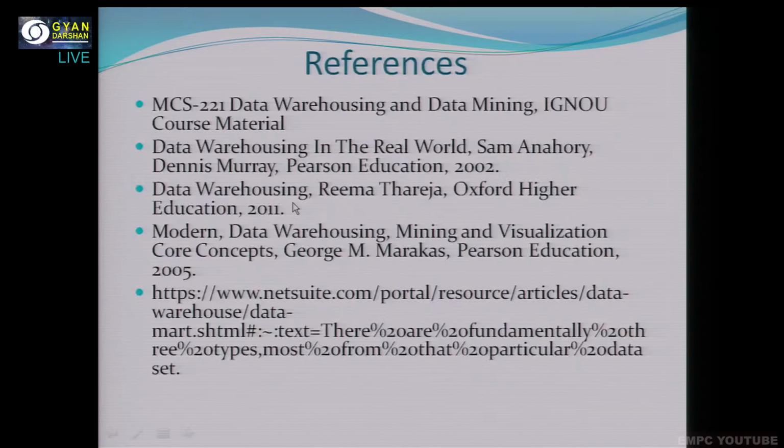So these are the references that I have used for this session. Please go through them. Hope you have understood the topic of dimensional modeling, especially the way that we designed the star schema. With this, I hope you have understood this particular session. In the next session, let us discuss the snowflake schema. With this, I end the session. Thank you.